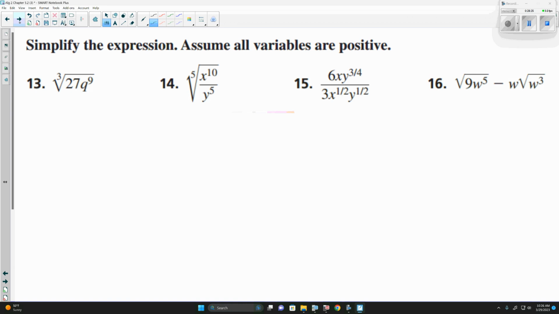Because if we looked at 13, the cubed root of 27 q to the 9th, well, we could plug the cubed root of 27 in the calculator and get 3. Now, we look and see for q how many groups of 3 we can take out. 3. So it gives us 3q to the 3rd.